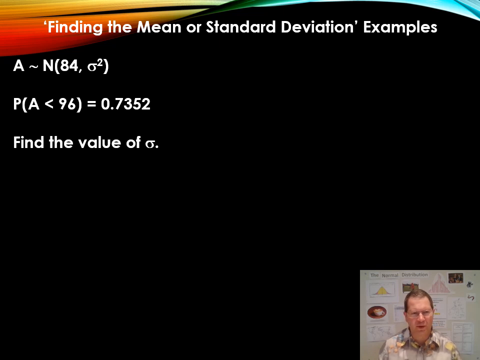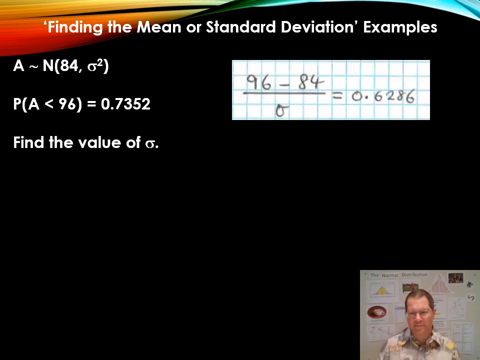So in our first example we have A is normally distributed with a mean of 84 and a standard deviation of sigma. And we're told that the probability that A is less than 96 is 0.7352, and we're asked for the value of sigma. Okay, so although we have the mean of 84, we don't have the standard deviation, therefore we can't just use the inverse normal function on a calculator for x, we have to do it for z.